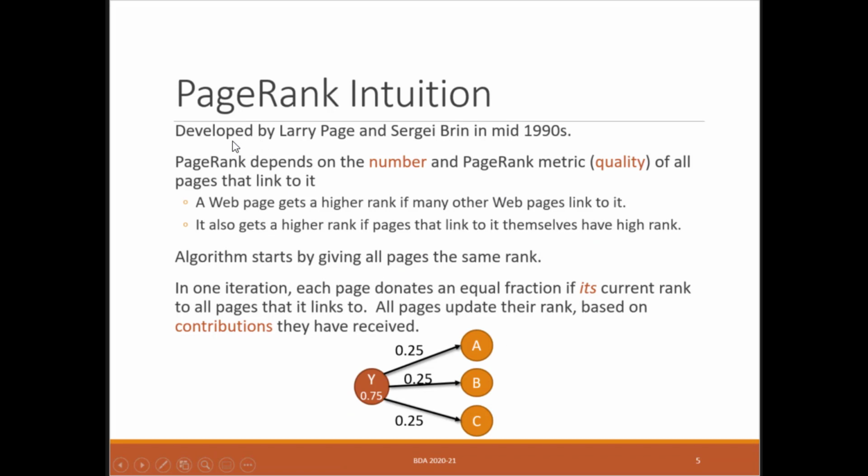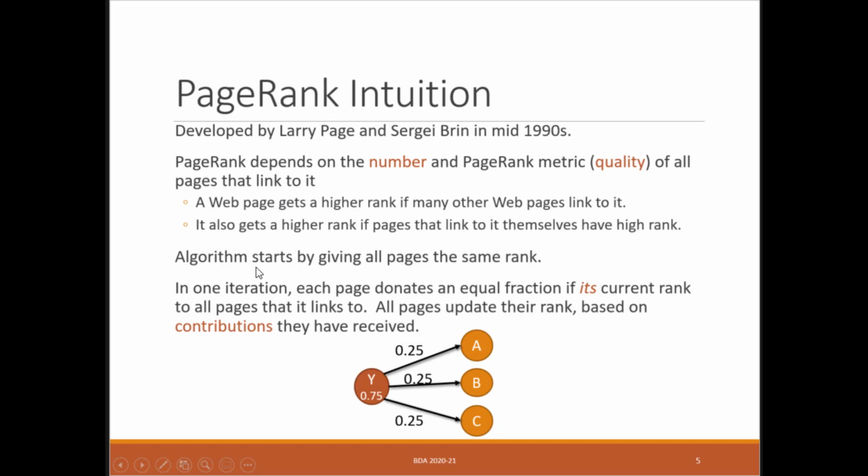This slide gives us more details about PageRank and briefly summarizes how it works. In the mid-1990s, Larry Page and Sergey Brin introduced the PageRank problem. They considered two metrics to estimate the importance of a web page. Those metrics are the number and quality of pages that link to a website. They proposed an iterative algorithm to solve the problem.